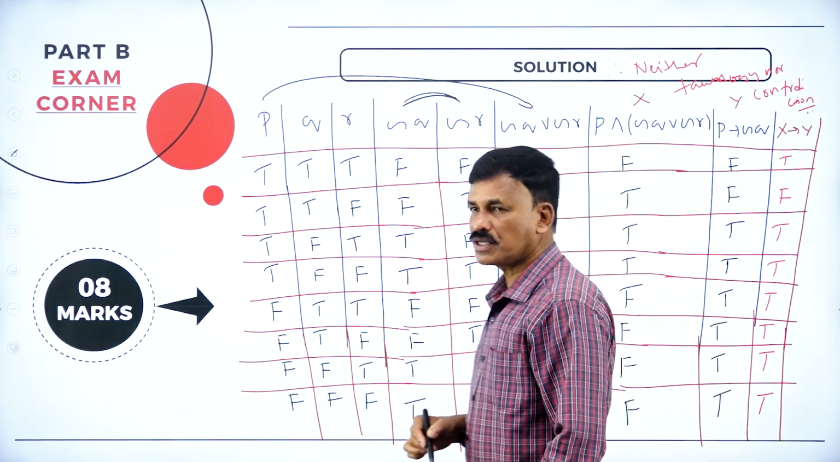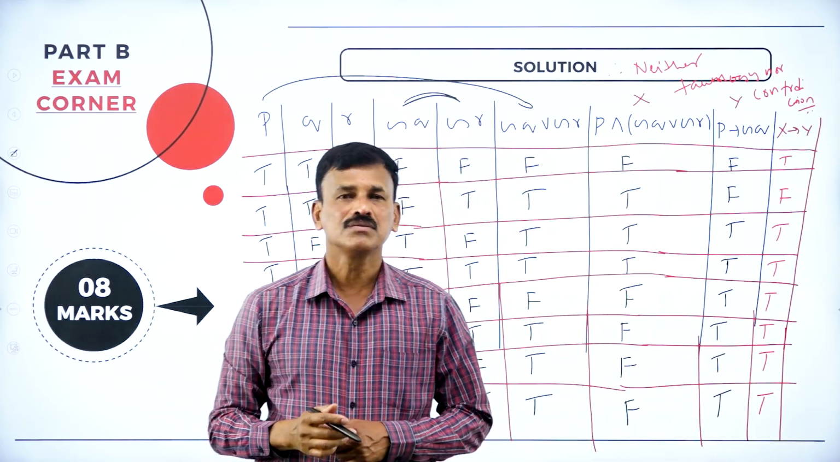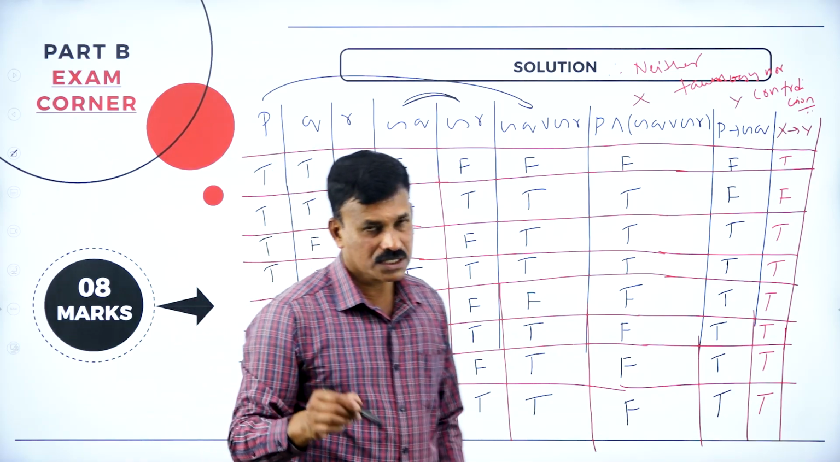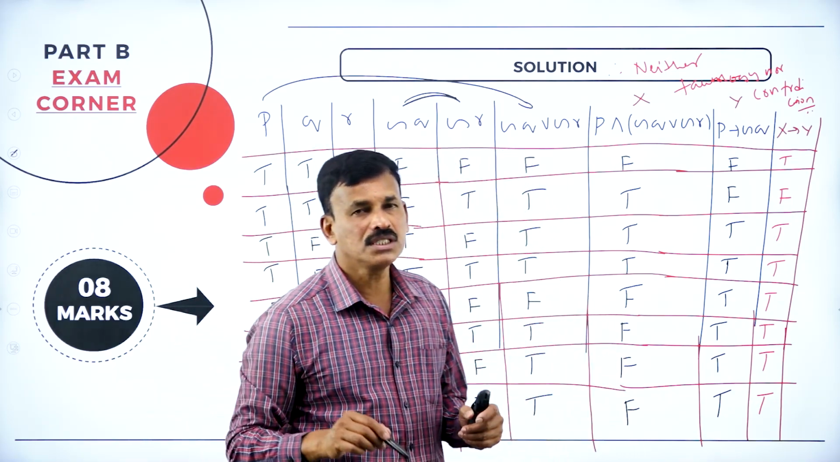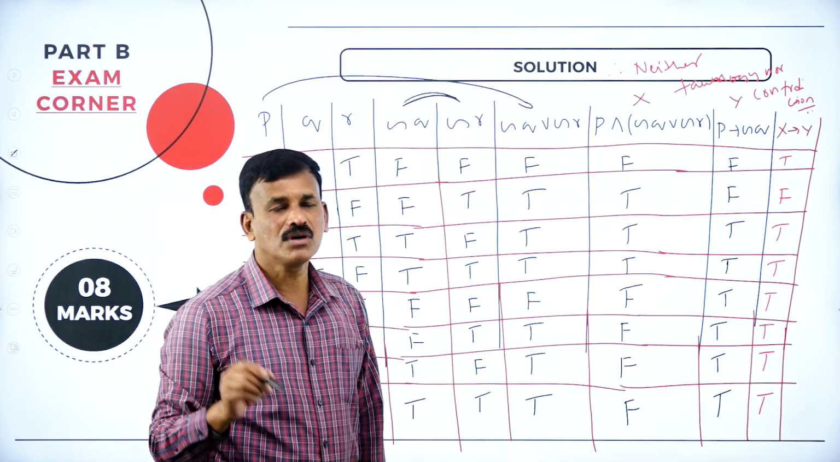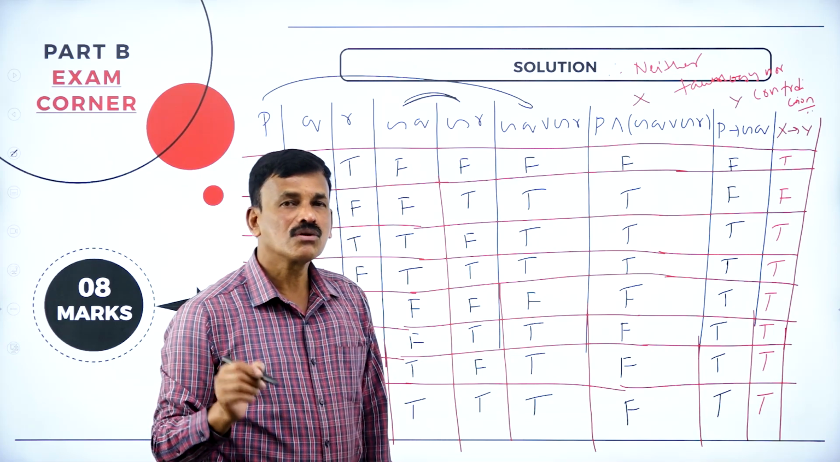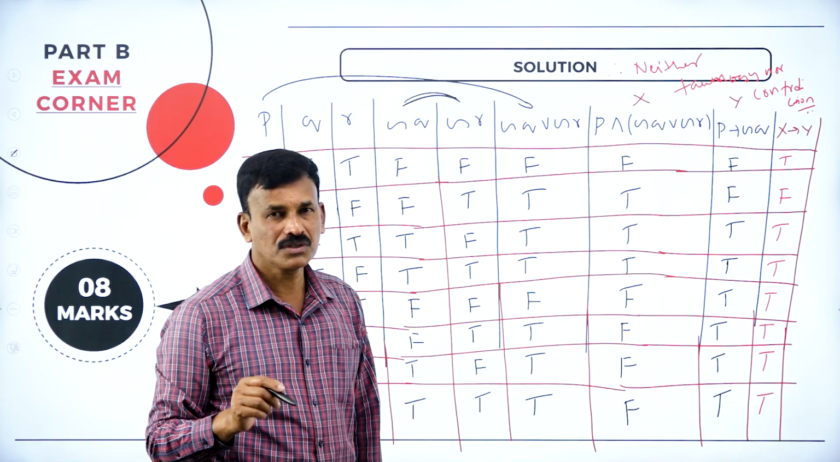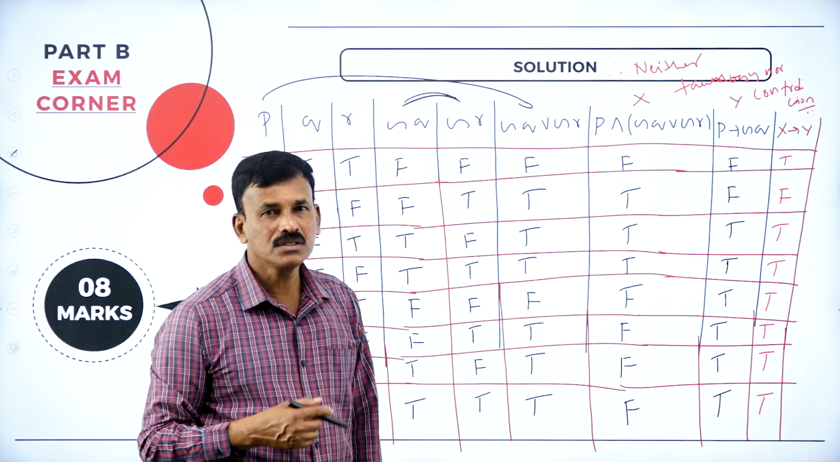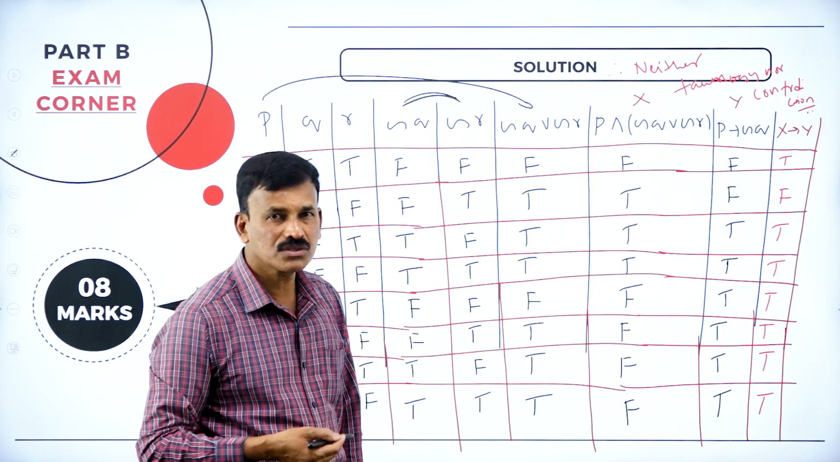So, this is how we are going to construct the truth table for 8 marks. Very simple and very important problem. In this question number 13, usually you will get 8 plus 8, 16 marks from the logic chapter. Logic chapter is very important. So, if you practice the truth table, definitely you will get 16 marks from this chapter.